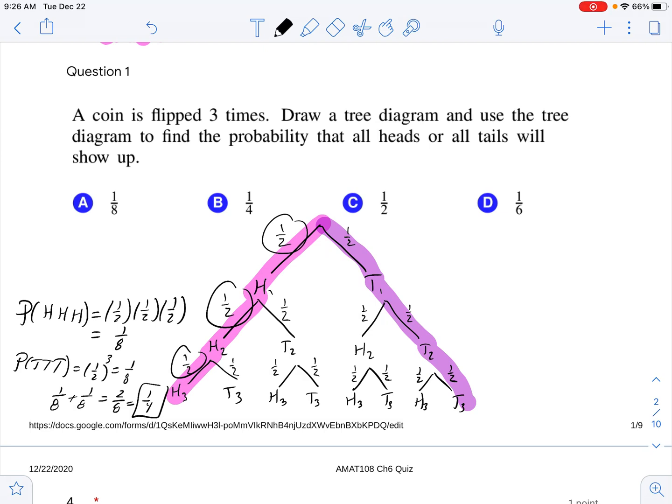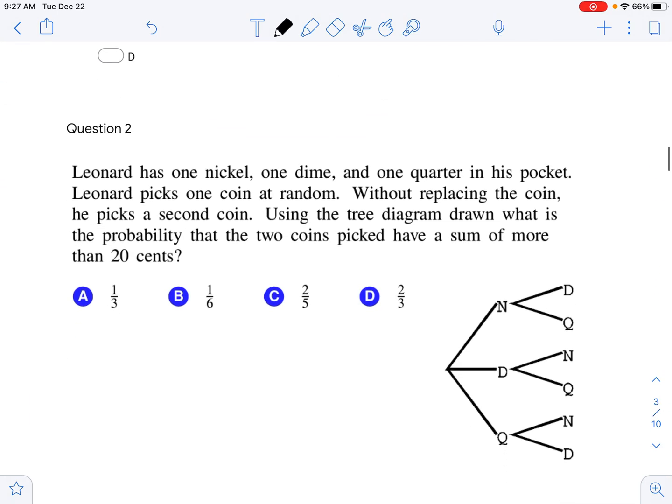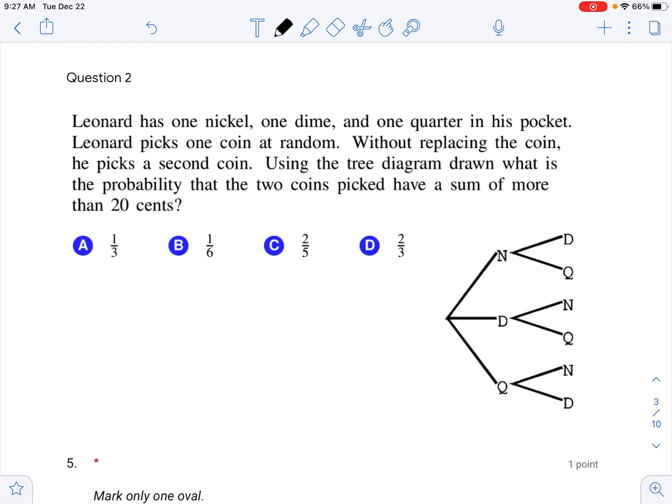All right, so again, with the tree diagram, we can label the probabilities of the outcomes along the branches. And then to find the probability of any one particular path, we multiply those probabilities together. So there was the path of all heads, 1/2 times 1/2 times 1/2. Probability of all tails, 1/2 times 1/2 times 1/2, and then add those together to get the total probability of the outcome we're looking for. Okay. Number 2.